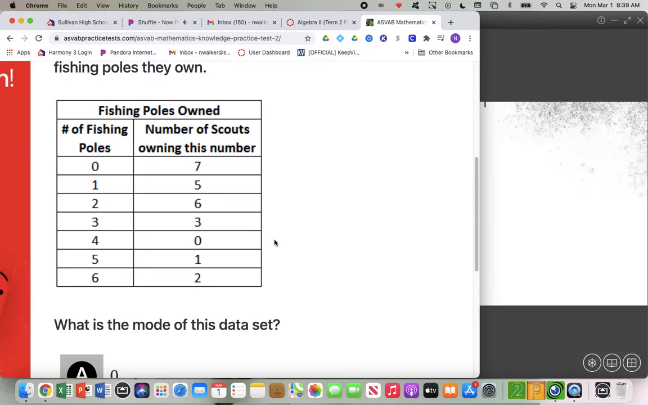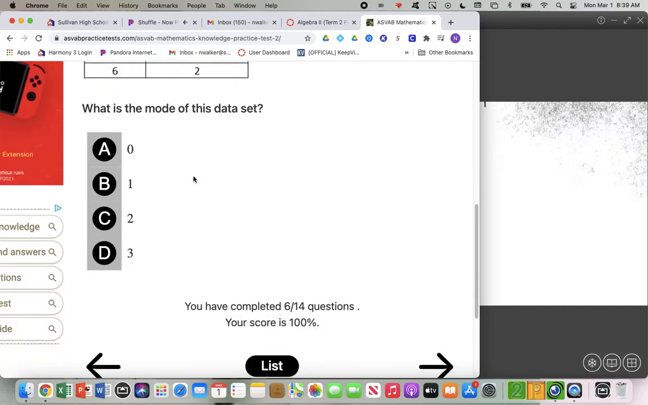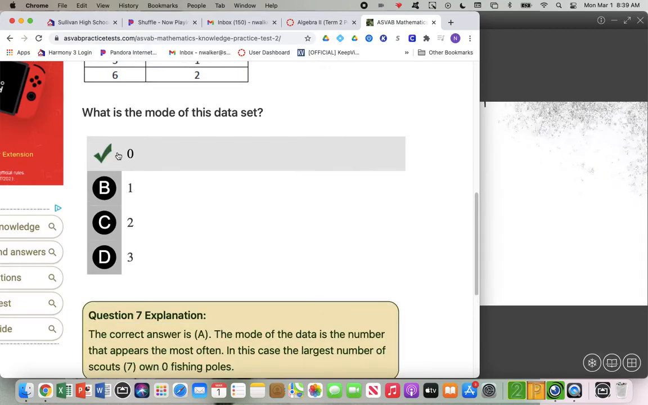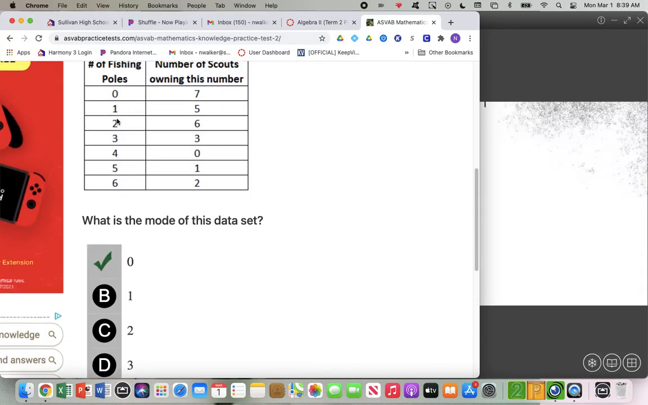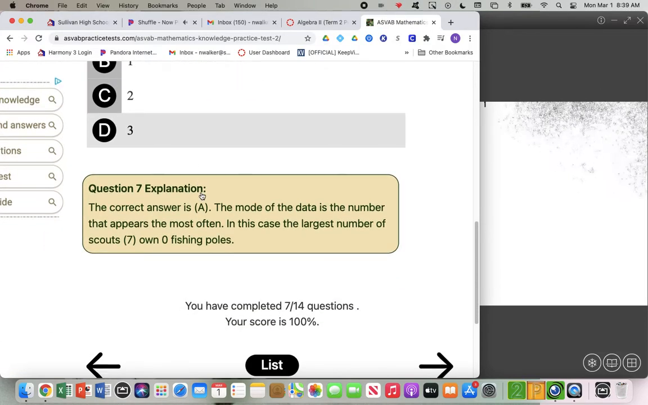So in this set, some people own 0 fishing poles. Some of them own up to 6. But what was the most common owned? Let's say the 0 fishing poles because 7 scouts owned 0. And so on this one, the mode is 0. That is the most common out of these 3. Between 0 and 3, 0 is the most common.